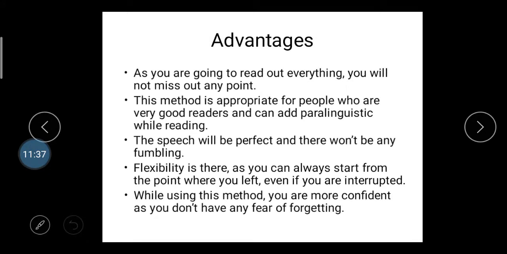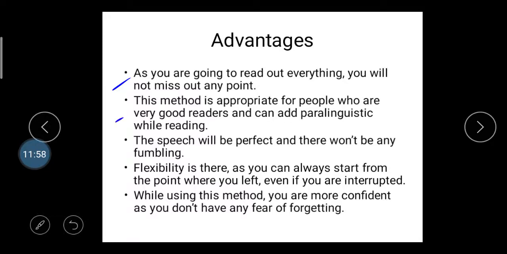So the first advantage of this method is, as you are going to read out everything, you will not miss any point. It's the main advantage, which cannot be considered in the memorization method, because in this method you can consider the script. So at that time you cannot forget or miss any important topic.